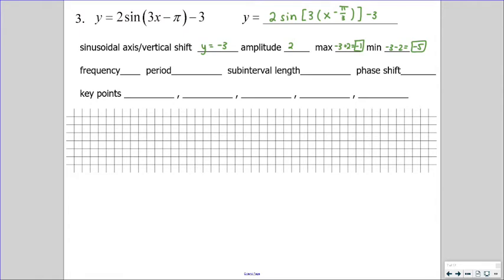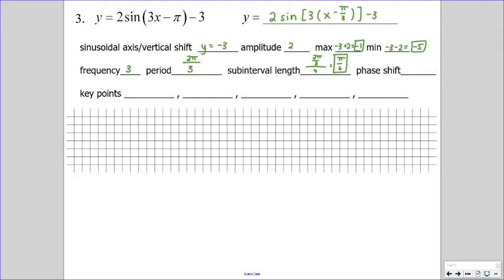The frequency here is 3. It's the number in front of x or theta. In this case, we're using x as our variable, which means we're going to be in radians. So to get the period, we're going to take 2 pi and divide by our frequency, which is 3. That doesn't simplify, so we're good there. The subinterval length is then going to be that period, 2 pi over 3, divided by 4. So that's going to get us 2 pi over 12 or pi over 6 as our subinterval length. So we're going to be counting by pi over 6.